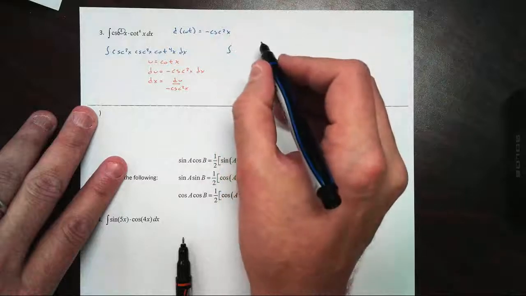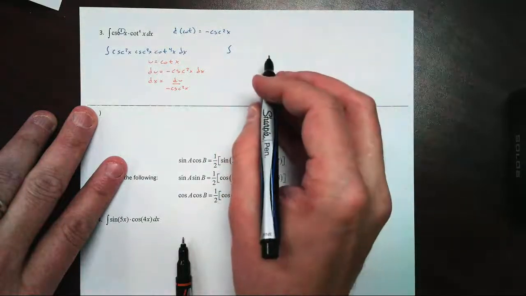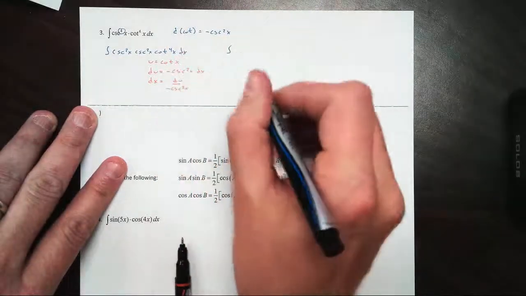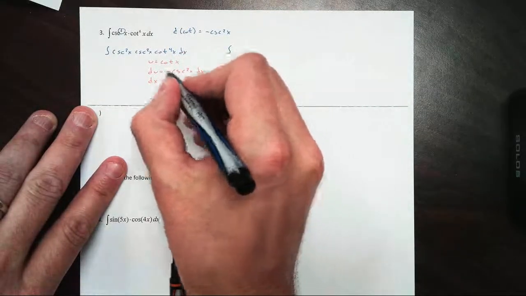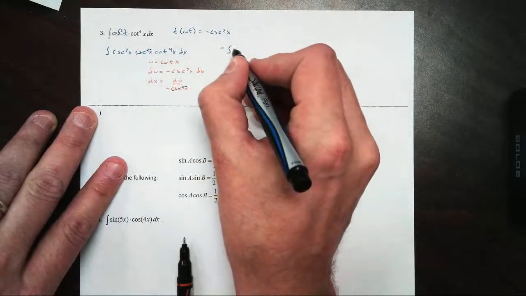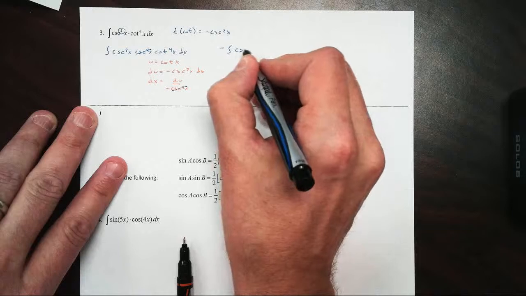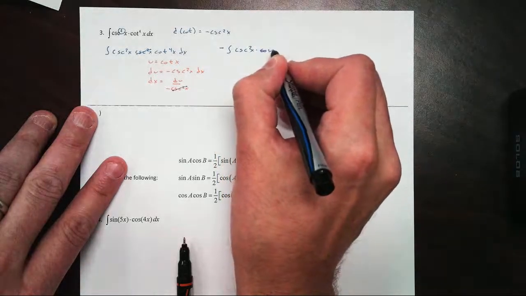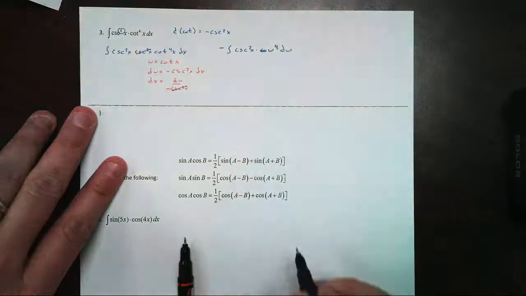And I can just plug that back in. When I rewrite this, don't forget one of the cosecant squareds will cancel. I still have that negative, bring it to the outside, and we're going to get cosecant squared of x times u to the 4th du.